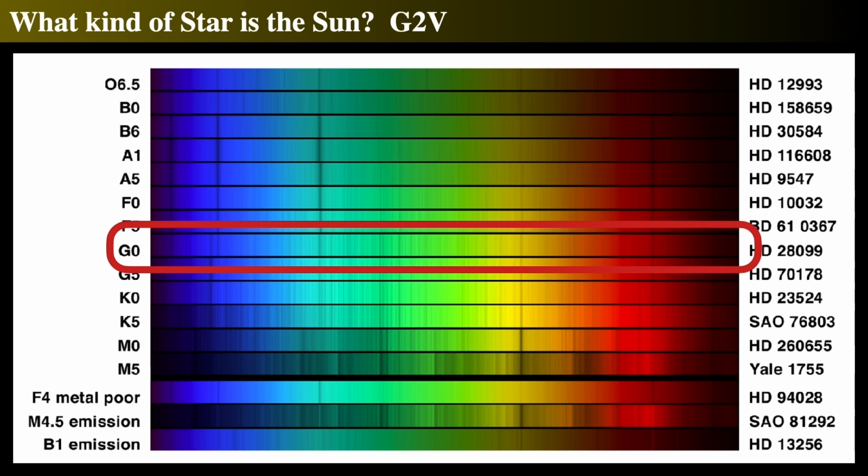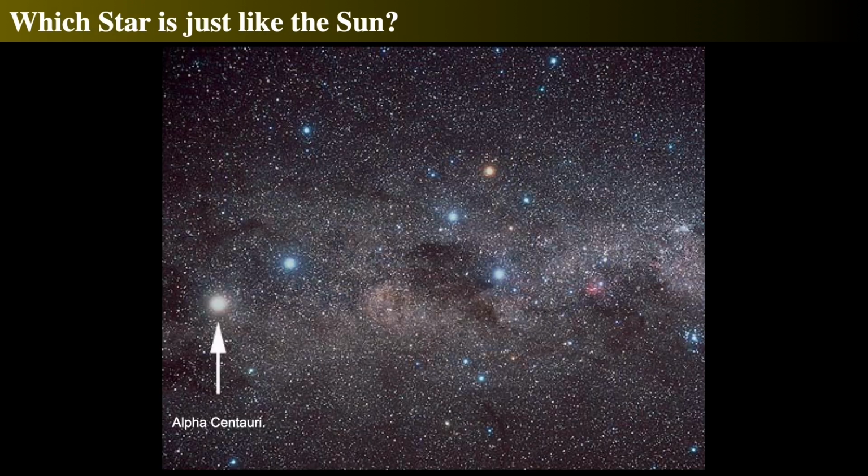All right. Next, what kind of star is the sun? If we take the light from the sun, pass it through a prism, and compare it to other stars, we find that the sun is what we call a G-type star, specifically a G2 main sequence star, a little bit cooler than a G0. If we compare the sun's spectrum to other nearby stars, we find that Alpha Centauri, about 4 light years away and one of the closest stars to us, has the same exact spectral signature as the sun. So that's kind of cool.